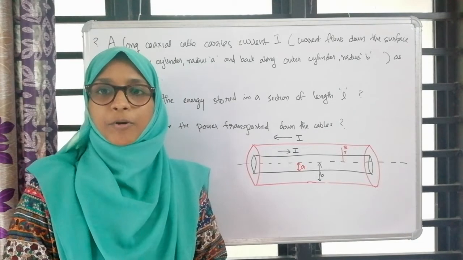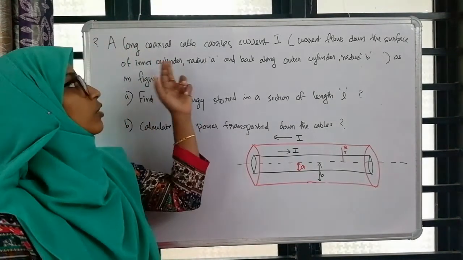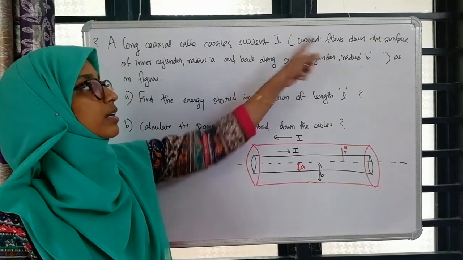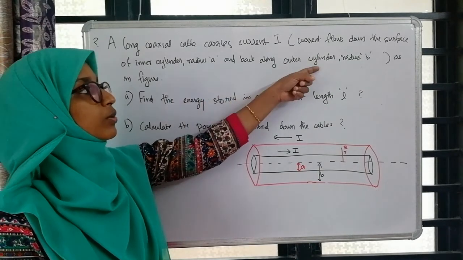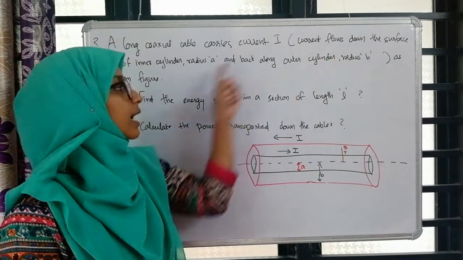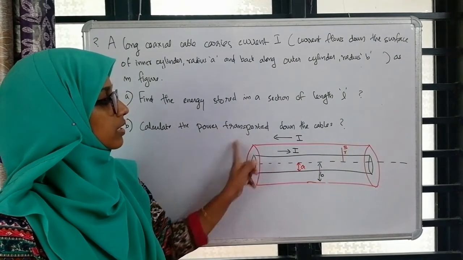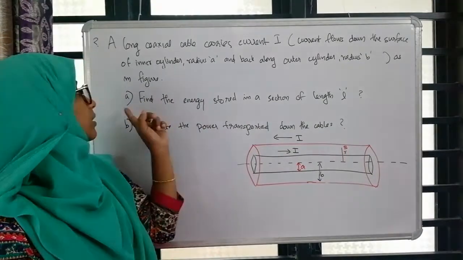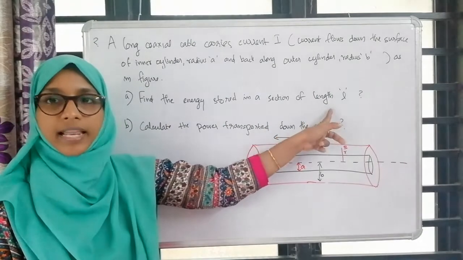Let us discuss another problem in electromagnetic waves. A long coaxial cable carries a current I, where the current flows down the surface of the inner cylinder of radius a and back along the outer cylinder of radius b, as given in the figure. This is the inner cylinder with radius a and this is the outer cylinder with radius b. The first question is, find the energy stored in a section of length L.